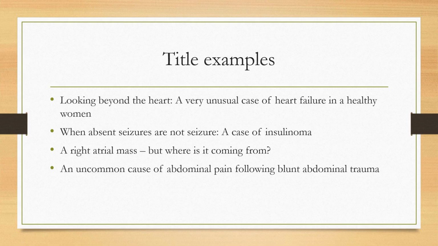Then the second one is when absent seizures are not seizures, a case of insulinoma. So this was a patient who was thought to have absent seizures, and after admission, we found out that it was hypoglycemic seizure from insulinoma. Then a right atrial mass, where is it coming from? The statement itself elicits a lot of curiosity in the reader. Finally, an uncommon cause of abdominal pain following blunt abdominal trauma. So make sure the titles are interesting.